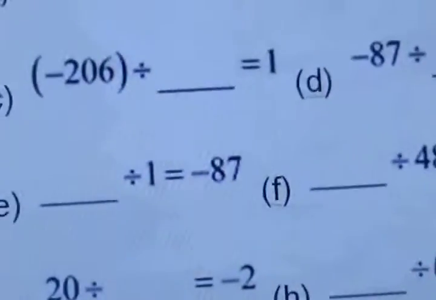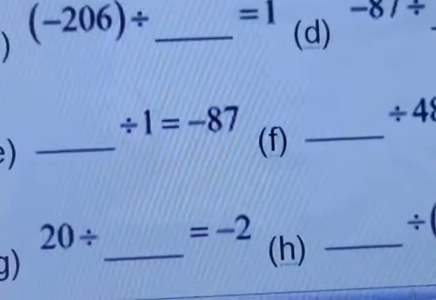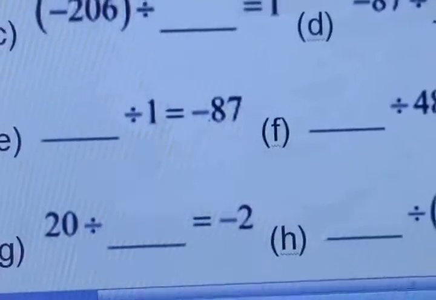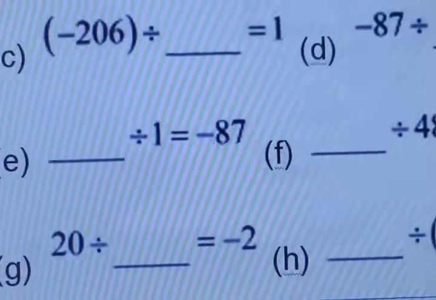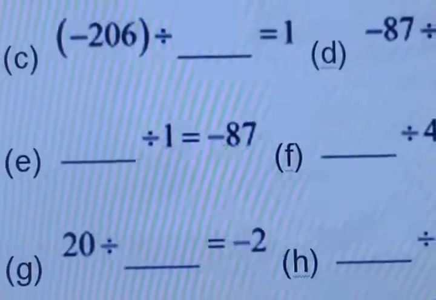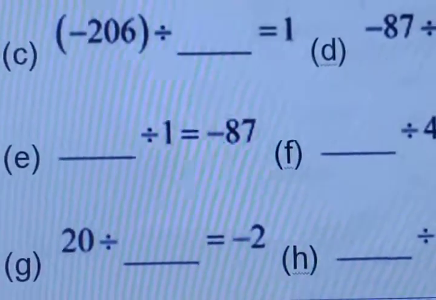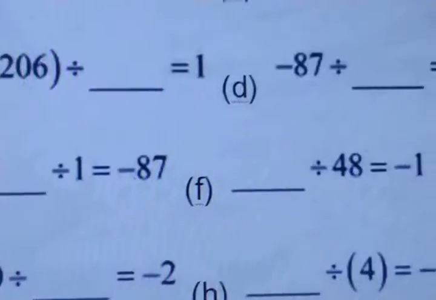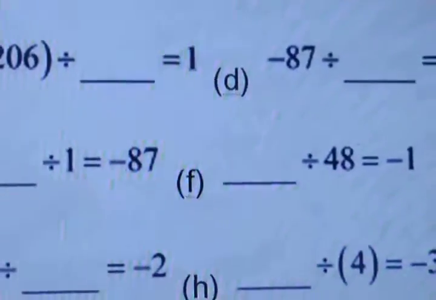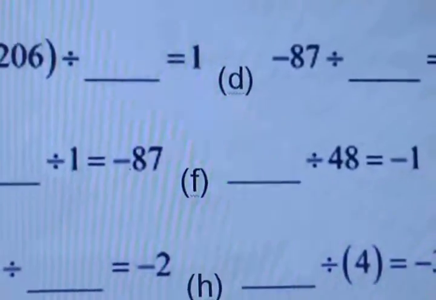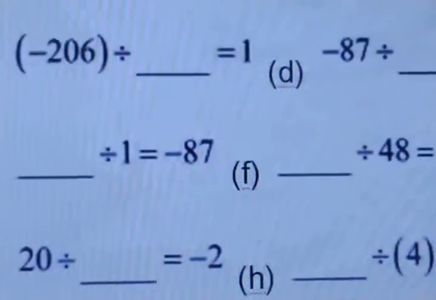Can you tell me which number should be divided by 1? So the answer will be minus 87. If we divide minus 87 by 1, then what will be the answer? If we divide minus 87 by 1, the answer will be minus 87. The next question F is dash divided by 48 is equal to minus 1. So minus 48 divided by 48 is equal to minus 1.